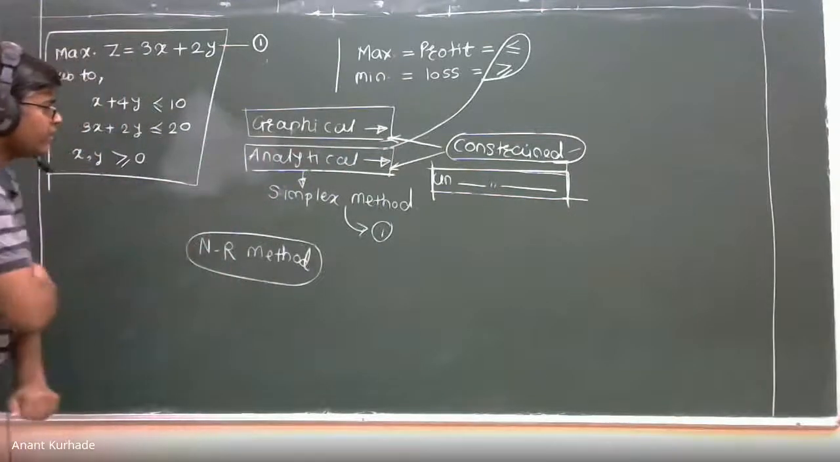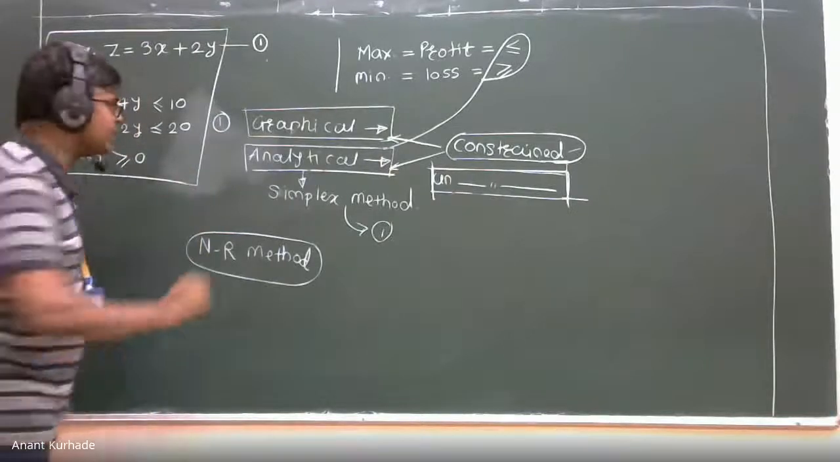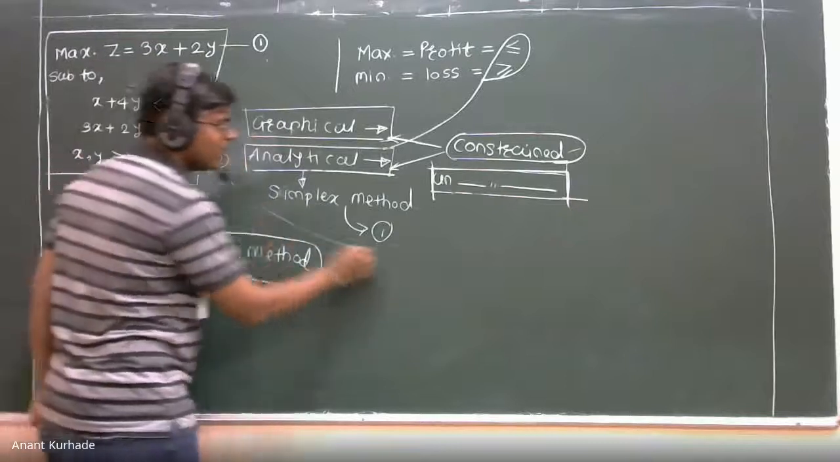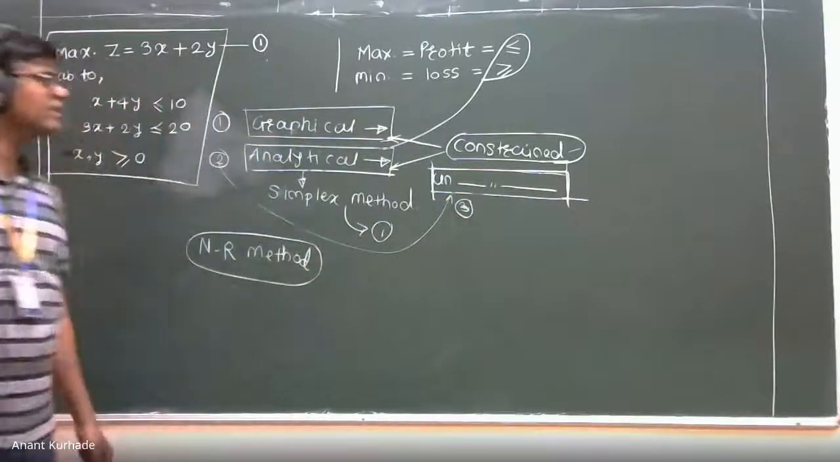Now see, this is one type of problem. You can have this type of problem in the exam for 6 or 8 marks. Again, you can have this second, unconstrained type. See this unconstrained type of problem.